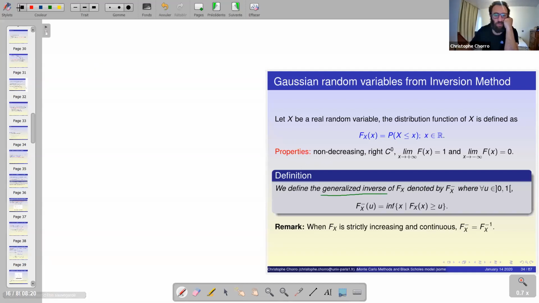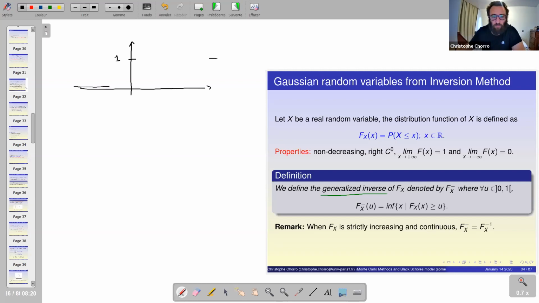So let's do a little picture to show you. I want to represent something that will look like a distribution function. My values are between 0 and 1. I know that my limit at minus infinity is 0, so I have something like this. At plus infinity, it's 1, so I have something like this. It is non-decreasing, right continuous.